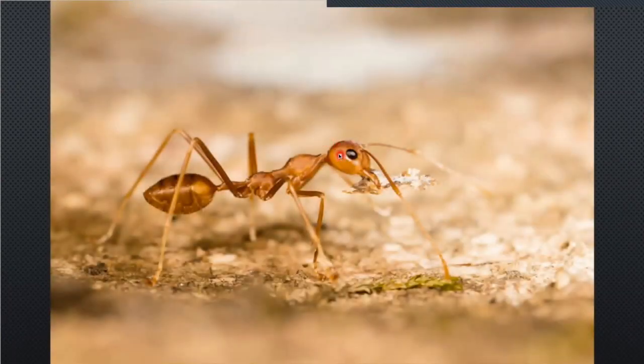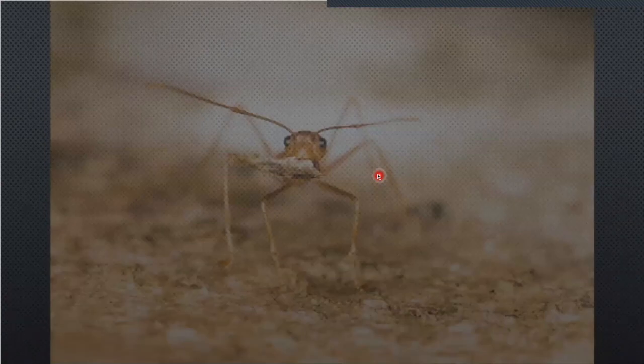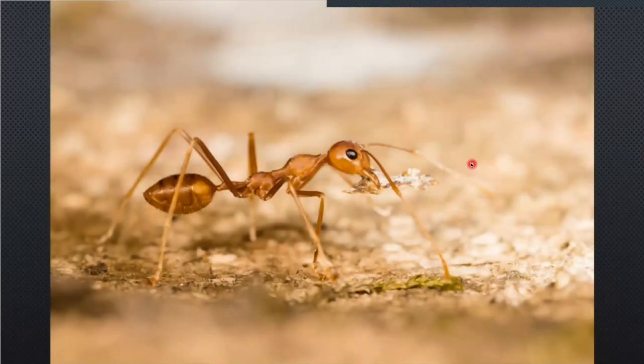Most people go for this angle. It's the same ant. So I moved myself sideways. I didn't change the depth of field. So what I got is a shallow depth of field, but the whole ant is covered. Now compare the previous picture and this picture. So what do you see?